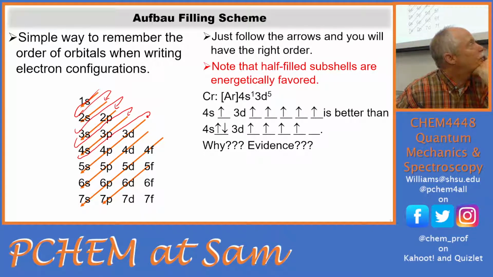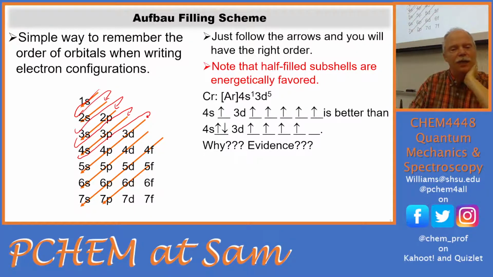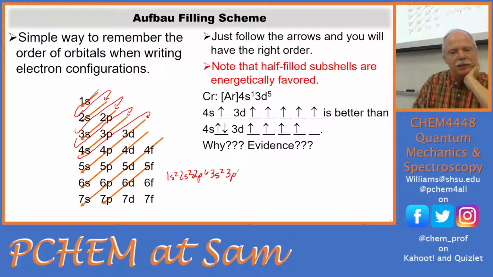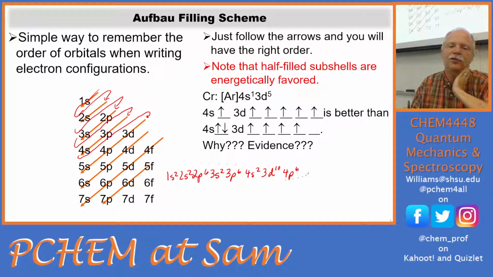So krypton was pretty long. I mean, that was 36 electrons. To write that out, we would write 1s2, 2s2, 2p6, and then the next one is 3s2, and then 3p6, and then 4s2, and then it was the 3d10, and then we got to the 4p, and we had 6 in there because it was a noble gas. So that's the full electron configuration for krypton.